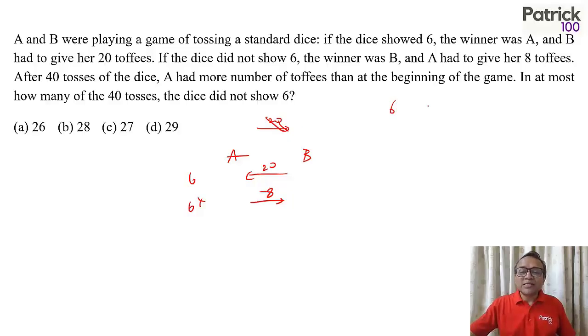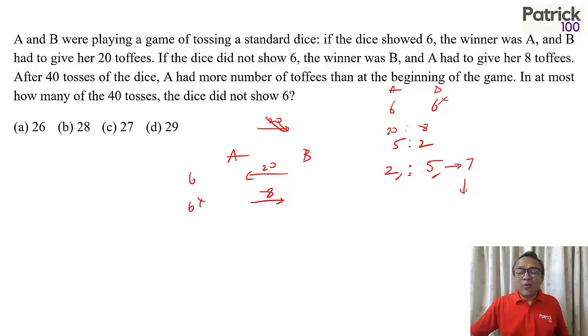So basically, if I'm talking of 6 and not 6, the gain for A and B is 20:8 toffees, which, if you take a ratio, becomes 5:2. So A gains 5 toffees and B gains 2 toffees. To make it equal, A has to win 2 games and B has to win 5 games, so that they have an equal number of toffees. Because if A wins 2 games, he gets 2 into 5, 10 toffees. And if B wins 5 games, he gets 5 into 2, 10 toffees. So to make it equal, they have to win in a ratio of 2:5, which totals 7.